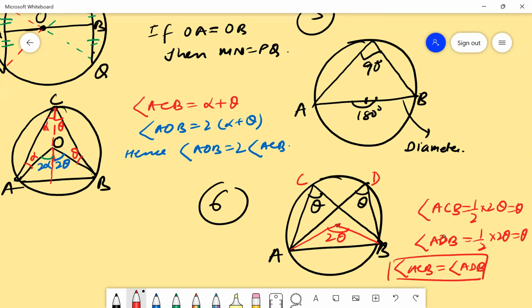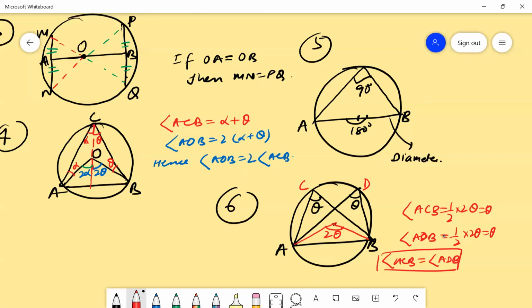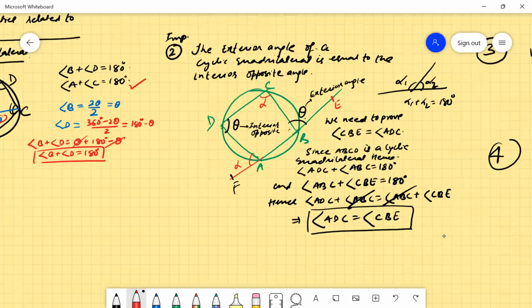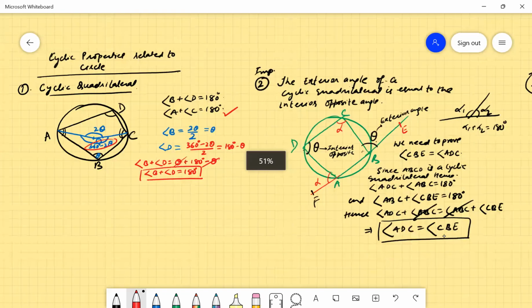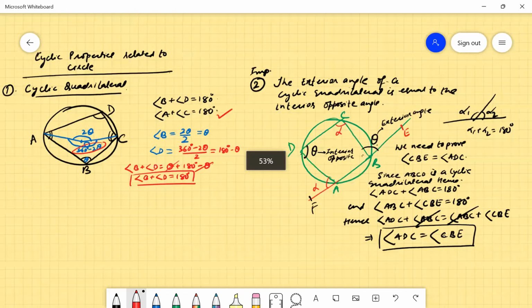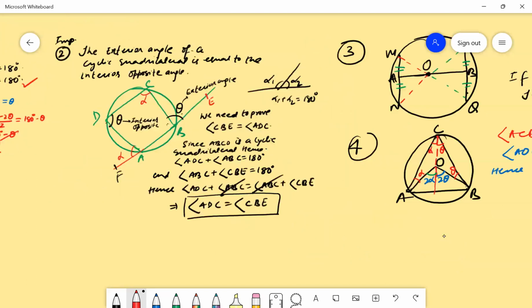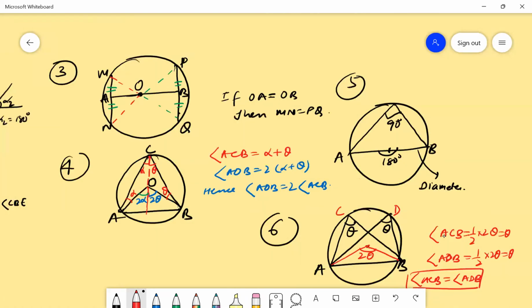There are so many properties you can prove using simple geometry, but the main two properties which you are going to use often in cyclic quadrilaterals are property number 1 and property number 2. So go through these properties and be fearless about properties of circles. Okay, thank you.